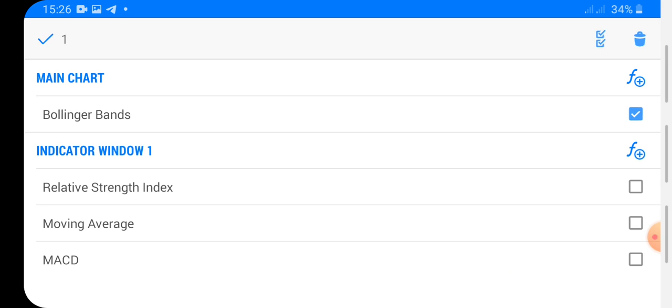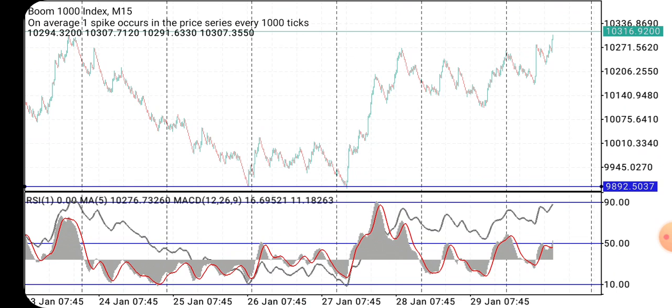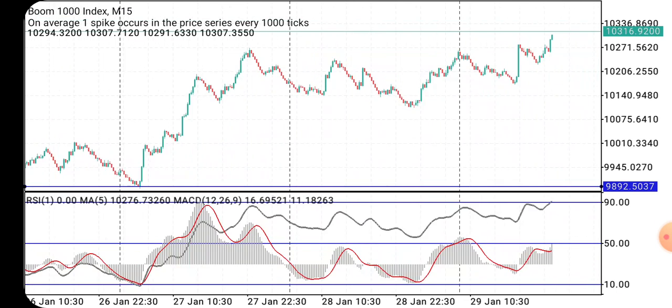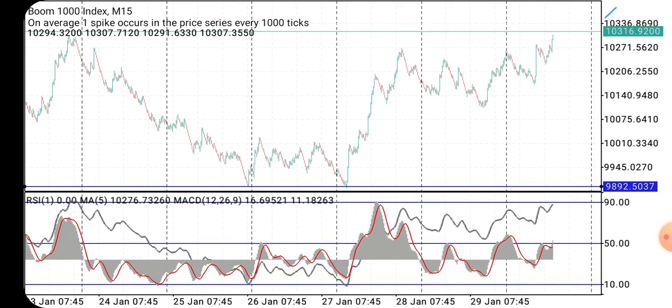Then if you're also interested in trend lines, right? We can also use trend lines in Boom and Crash. We take our line, you can see from here to here.